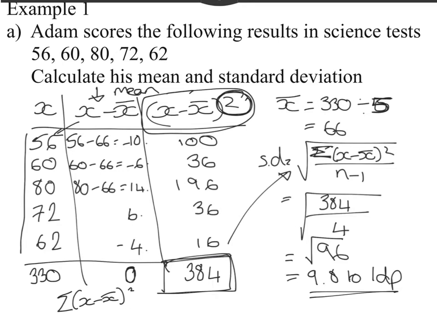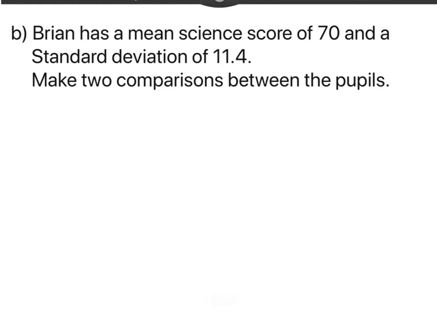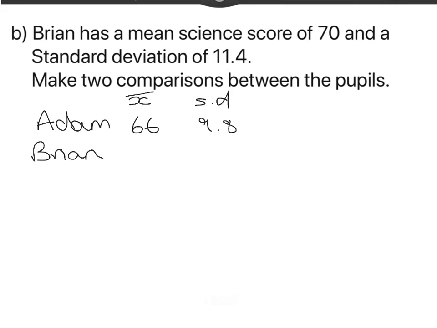So part B follows on from this answer. And obviously this means absolutely nothing unless we've got another number to compare it to. So in part B, Adam's friend Brian does the same science tests, but he has a mean score of 70 and a standard deviation of 11.4. So I'm quickly just going to remind myself of the two results. Adam had an average score of 66 and a standard deviation of 9.8. Brian has a mean of 70 and a standard deviation of 11.4.